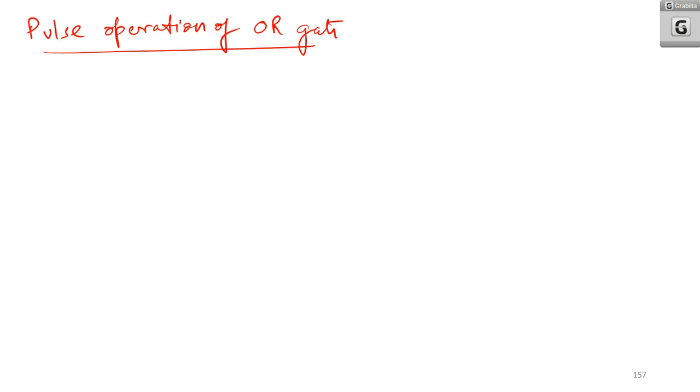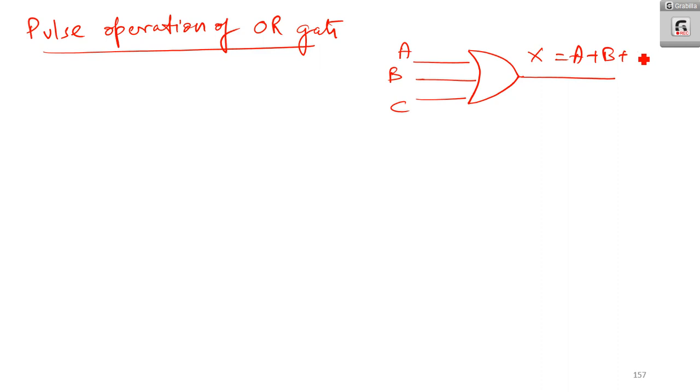Now coming into pulse operation of the OR gate. I have given you the example of a two input AND gate, so here I will give a three input OR gate, having A, B, C. So here H is equal to A OR B OR C. That means if any one of the inputs is 1, the output is 1. So I am drawing pulse trains for A, B and C.